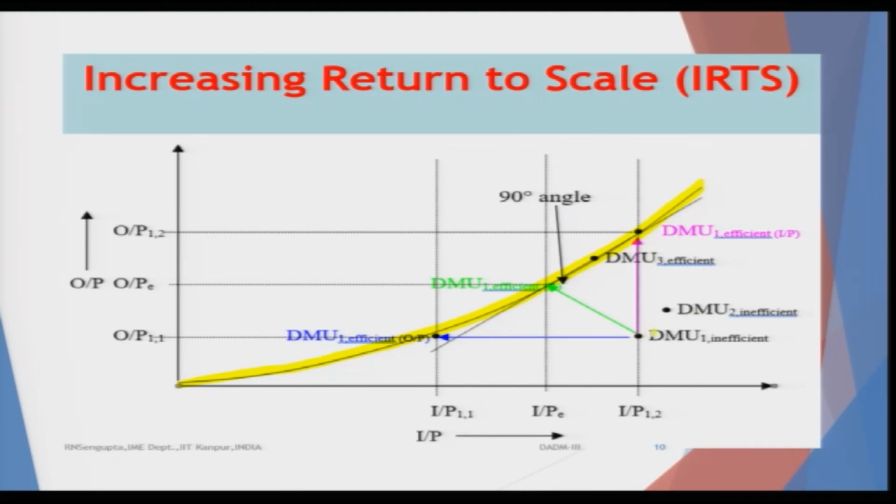Now, if DMU 1 moves to the horizontal left point, which is the blue line, it comes to the efficient frontier, which is this black point. So, this is the blue one, DMU 1 suffix in efficient, and this is blue in color. Let me show you why it is blue in color.